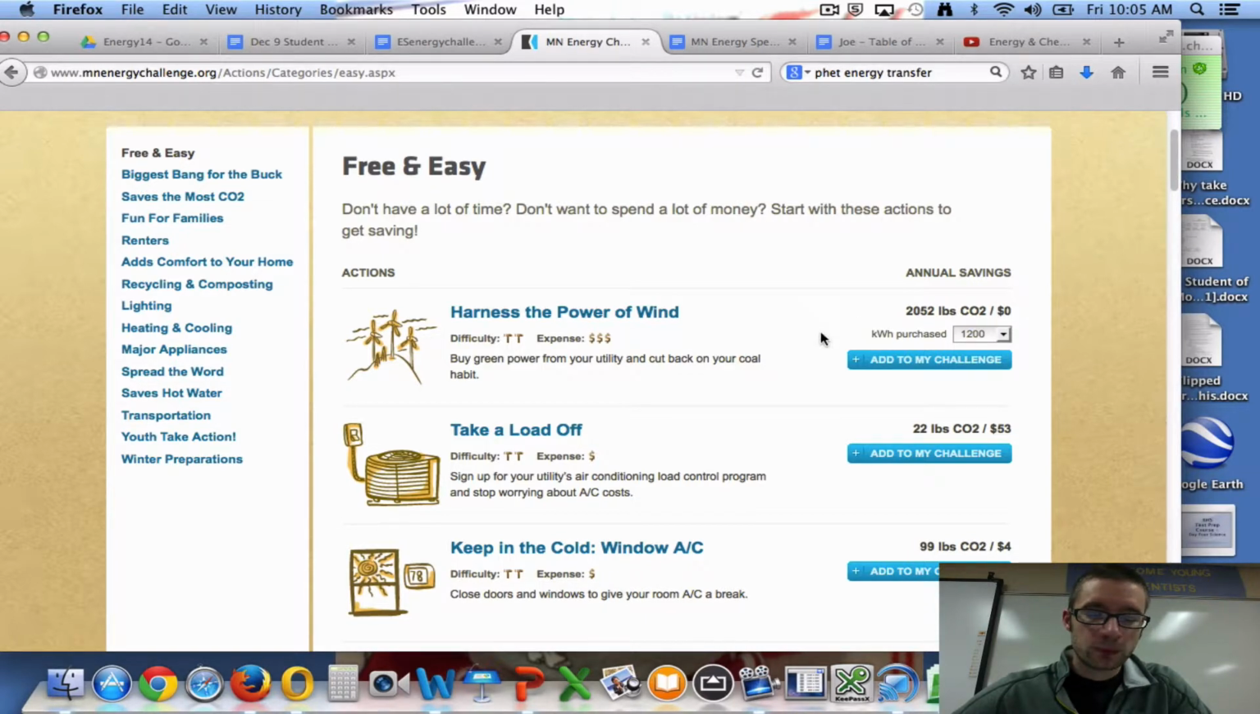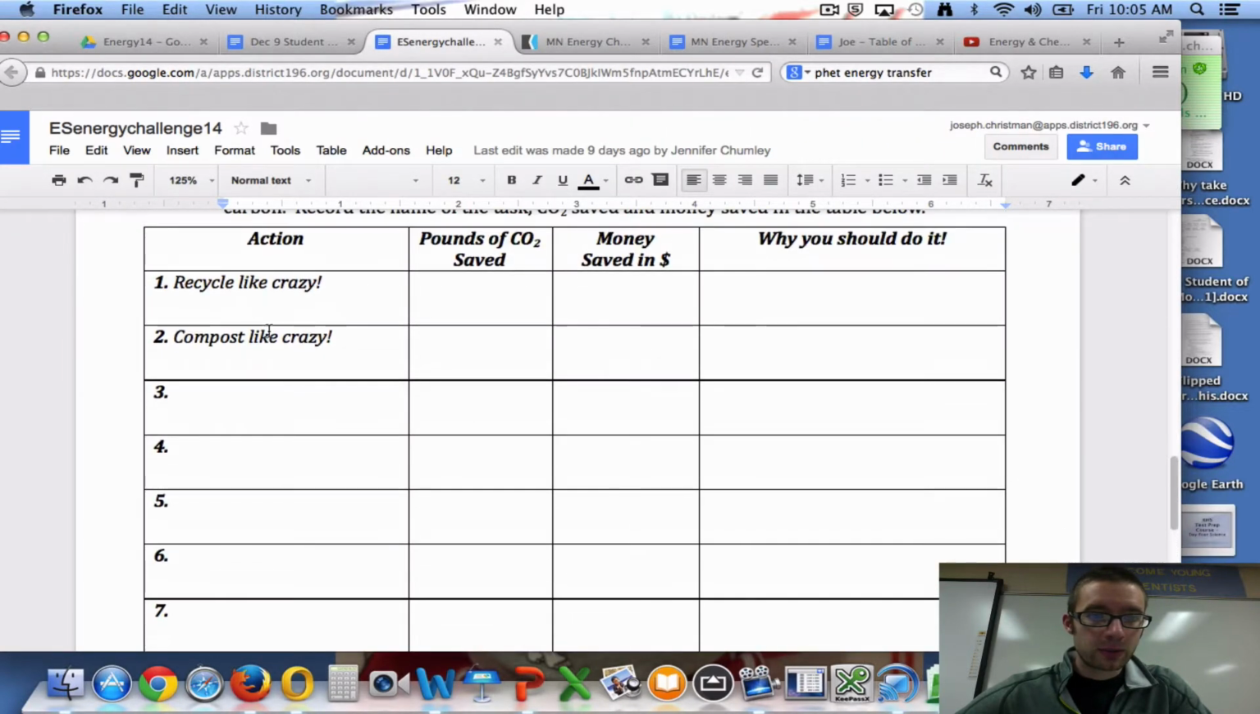All right. Now, to get to the recycling and composting, there are different categories, recycling and composting right here. Make sure you use the recycle like crazy and compost like crazy. All right.